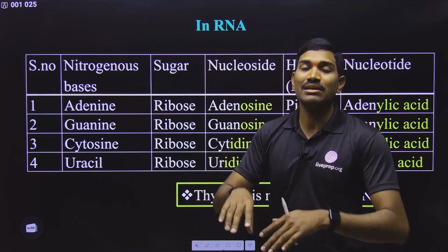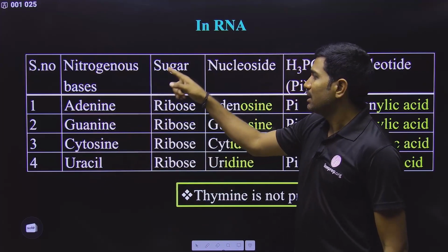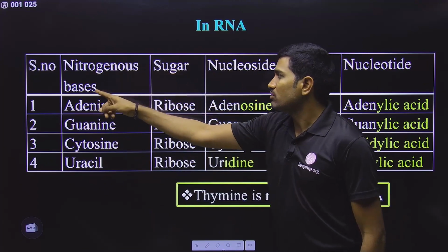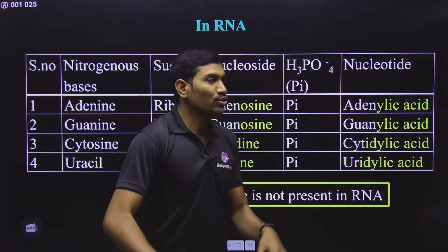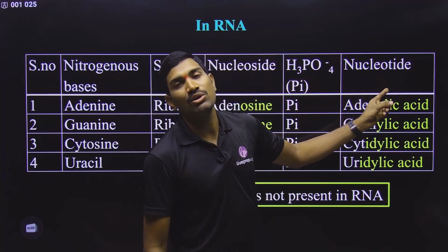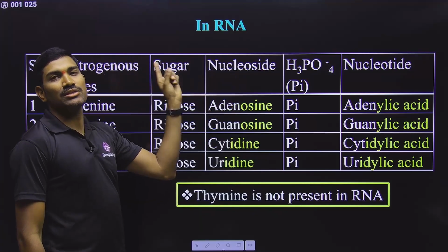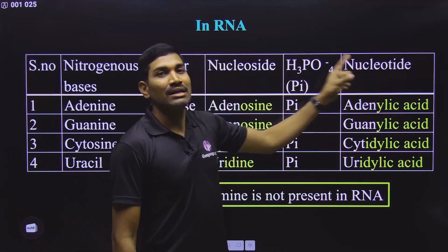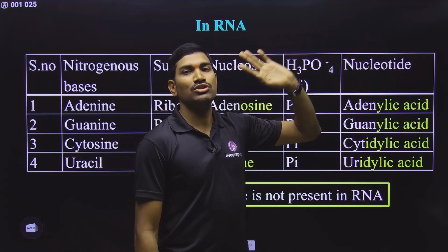Next one. In the case of RNA, nucleotides are present. Now all the 3 are combined. What happens? Nitrogenous base, if combined with sugar, nitrogenous base plus sugar is called a nucleoside. And to this nucleoside, if a phosphate group is attached, then it is called a nucleotide. Please remember these names. What is a nucleoside? Nitrogenous base plus sugar. But what is a nucleotide? Nitrogenous base plus sugar plus phosphate group is called a nucleotide.